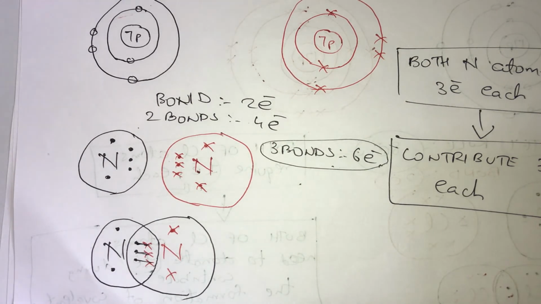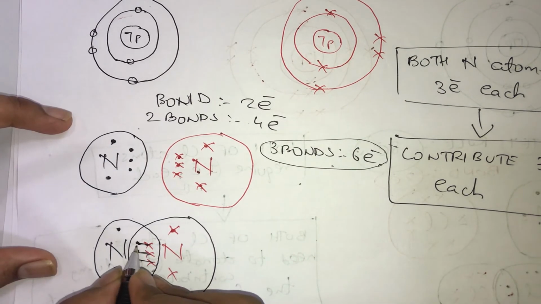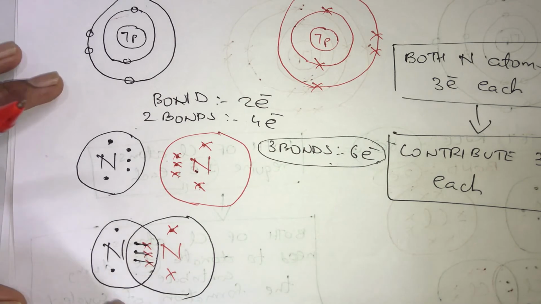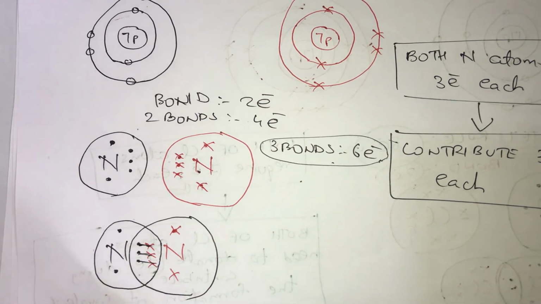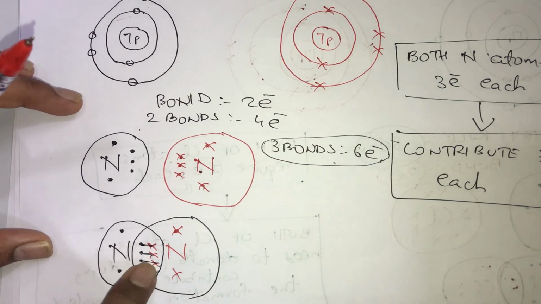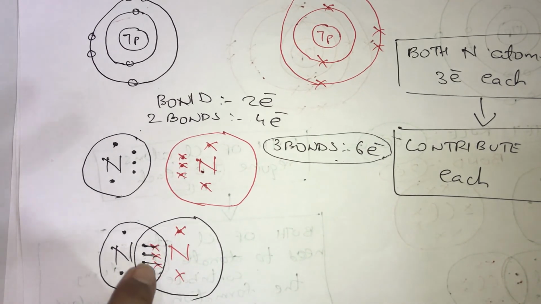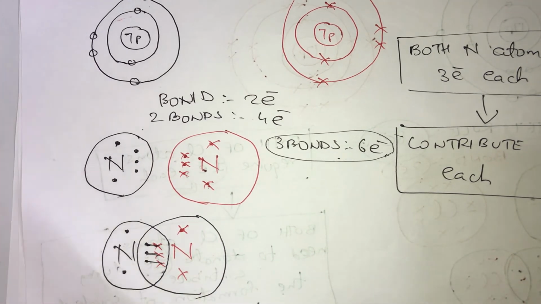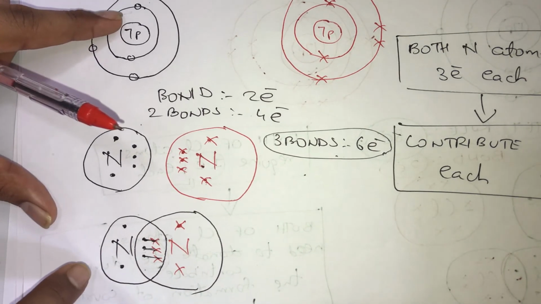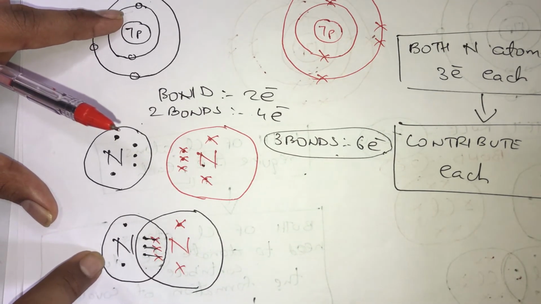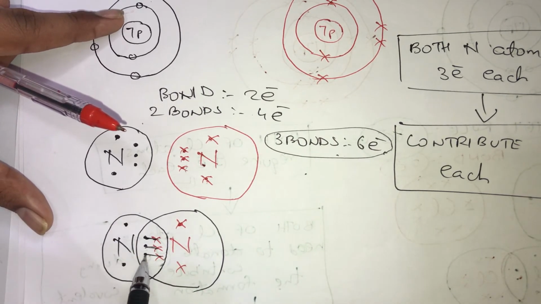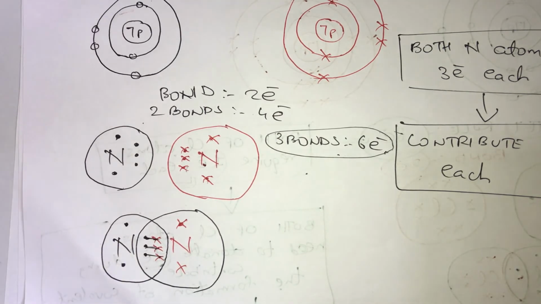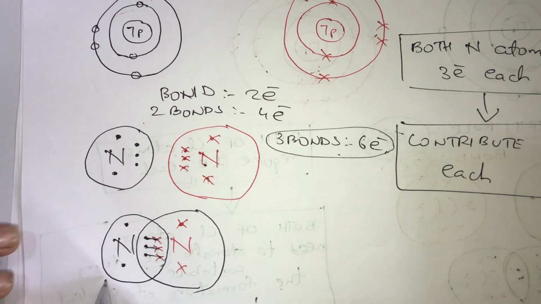Now as mentioned earlier, these 3 pairs of electrons do not belong to a single nitrogen atom. Instead all these three pairs of electrons belong to both of these atoms. These three pairs are being shared by both these nitrogen atoms. So if someone asks you how many electrons are now present in the outermost energy level of this nitrogen atom, your answer will be 1, 2, 3, 4, 5, 6, 7 and 8. 8 electrons are present in the outermost energy level of this nitrogen atom.